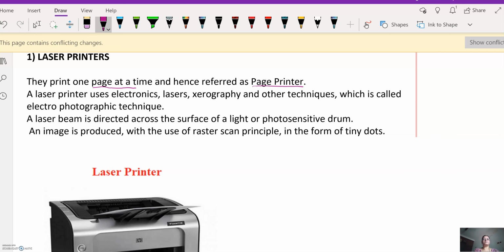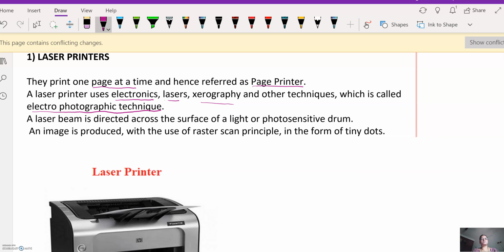This printer always uses electronic technology. With the help of lasers and xerography and other techniques, we have the output produced, and it is totally identified as the electrophotographic technique. So the full technique adopted by this laser printer is referred to as the electrophotographic technique.